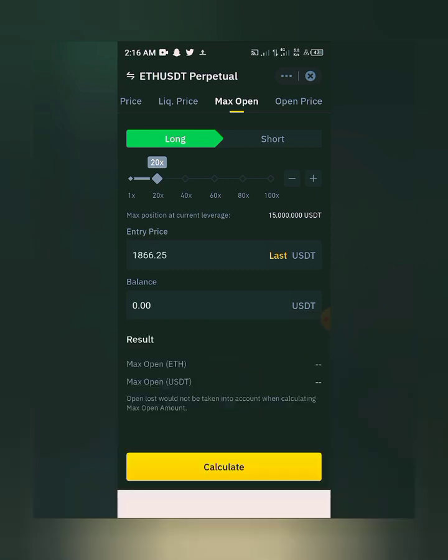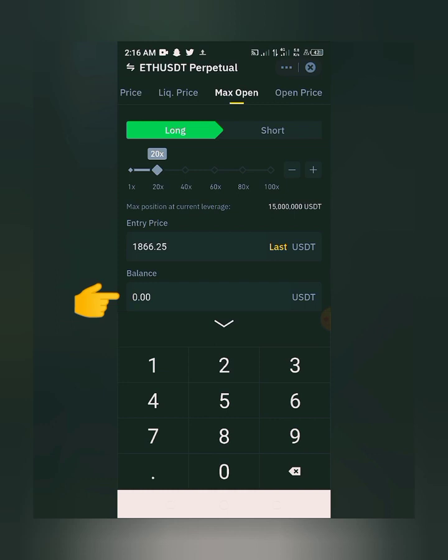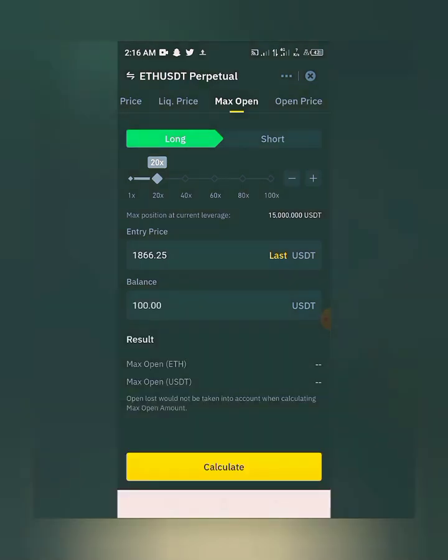1866.25. Okay, now you input your balance. The balance is the amount that you have, so I'm using 100 USDT. Once you have entered your entry price and your balance and you're okay with it, just click on calculate. Once you click on calculate, your results will be displayed here.